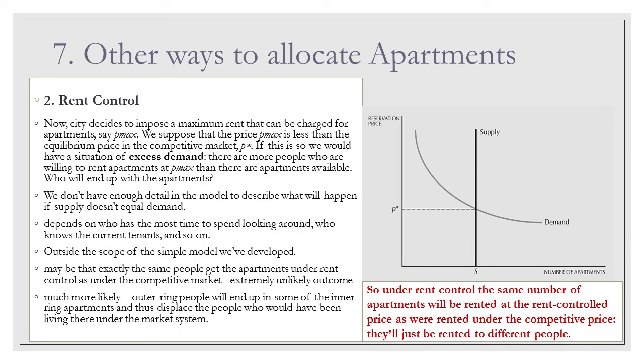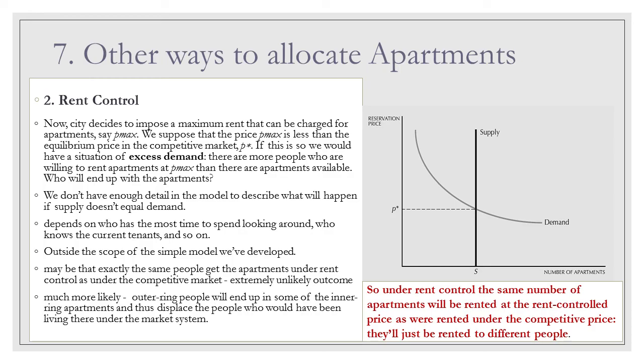Now the third case which we are considering here is rent control. Say, for example, the city decides to impose a maximum rent that can be charged for an apartment. Say P max is the maximum rent which can be charged. Okay, so we suppose that the price P max is less than the equilibrium price in the competitive market, where the equilibrium was at P star. So the maximum rent which can be charged is below that P star, which you can see in the figure.